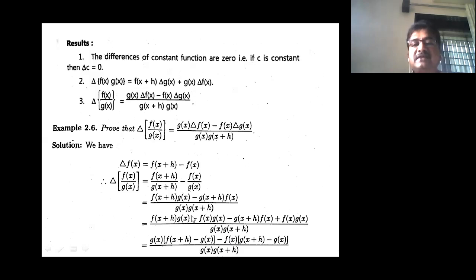Then take this g(x) as a common factor, then we have in the bracket f(x plus h) minus f(x). Here I wrongly wrote g(x); here it is not g(x), here it is f(x). So write f here, minus, take this f(x) as a common factor. So what do we have? g(x plus h) minus g(x), and divided by g(x plus h) as it is.